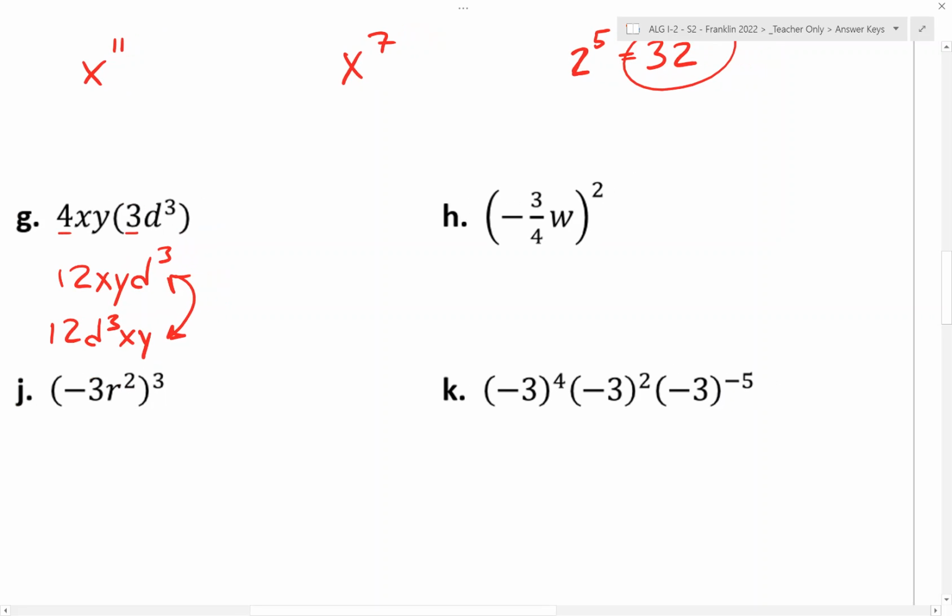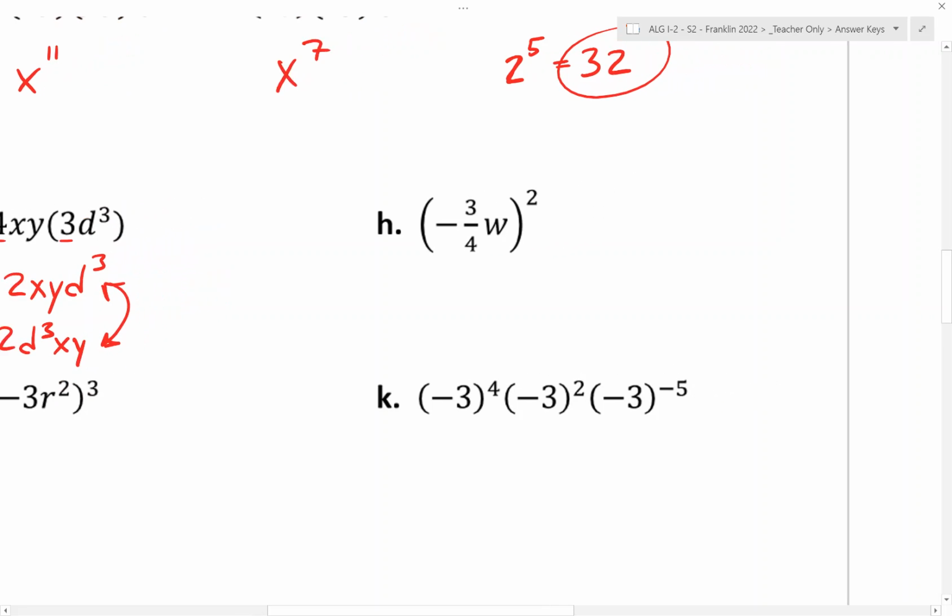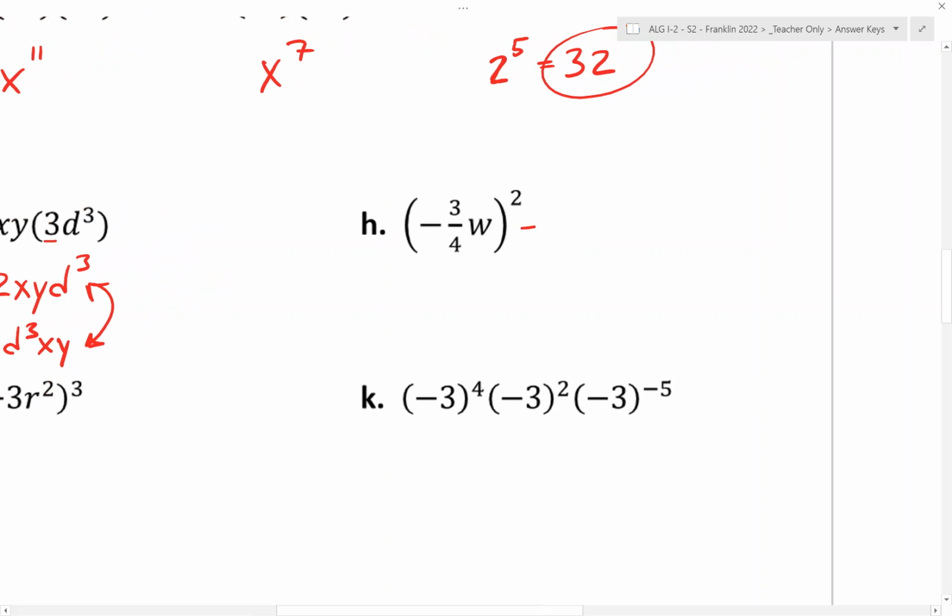Okay, for H, negative 3/4 w all squared. Let's think about what squared means. That means we have a negative 3/4 w times itself times another negative 3/4 w. And this will follow the same rules as above. So negative 3/4 times negative 3/4 is positive 9 over 16. And w times w, well, that's w squared. There are 2 w's there. So 9/16 w squared. Reduce that if you can, but we can't, so we're just going to leave it like that.